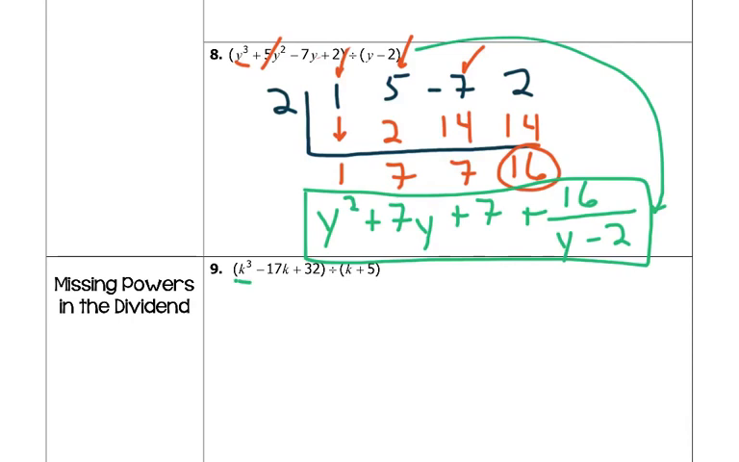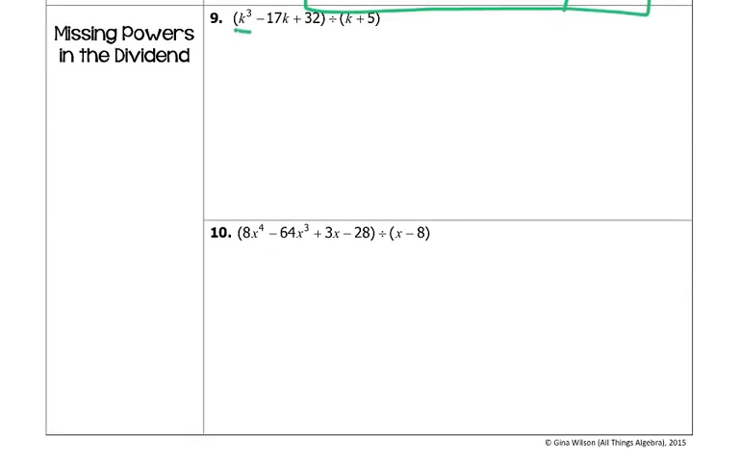So let's do that for the one we are working on currently. Let's make our box. We start with k to the third, that's our highest exponent, so the coefficient is 1. Now, where's k to the second? Does not exist, so we're going to place a 0 there. If there's a missing power, that's what's called missing powers in the dividend. We have to replace it with a 0. Then we're left with negative 17. Everything else is there. And then finally 32.